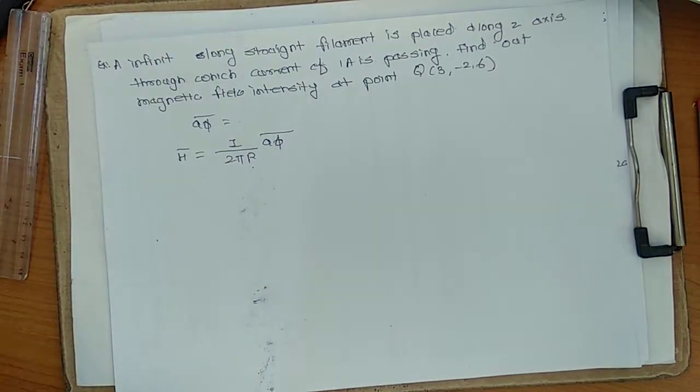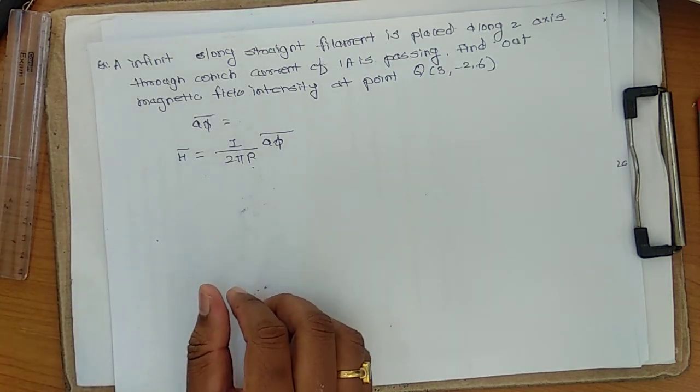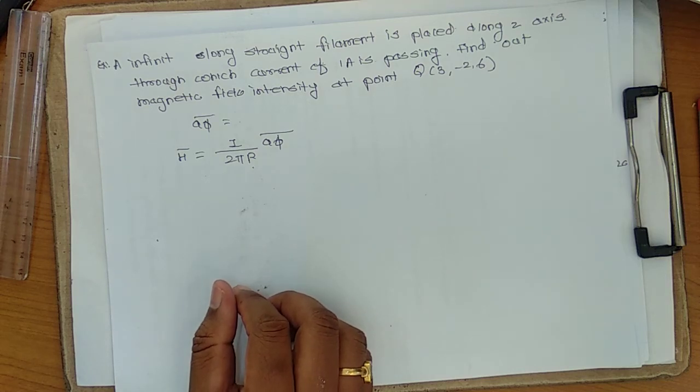We have to solve this, and we will meet in the next lecture for magnetic field intensity due to the long straight filament along the circular loop. So we will meet in the next lecture. Thank you.